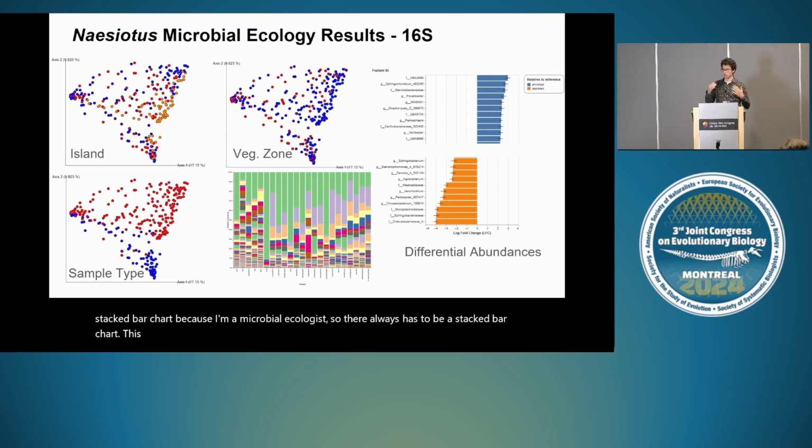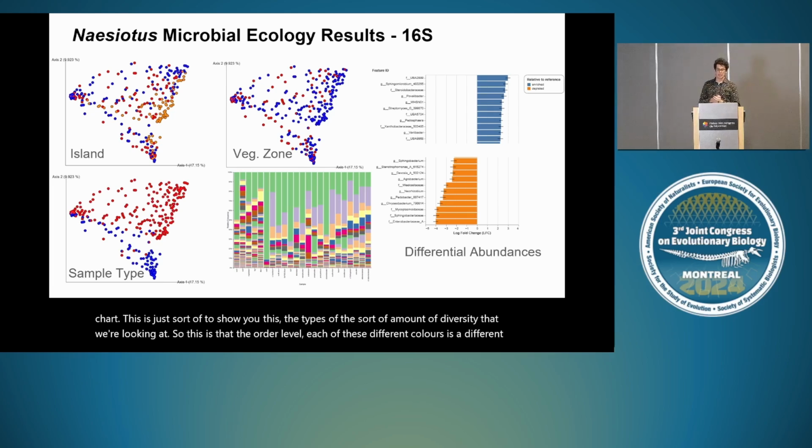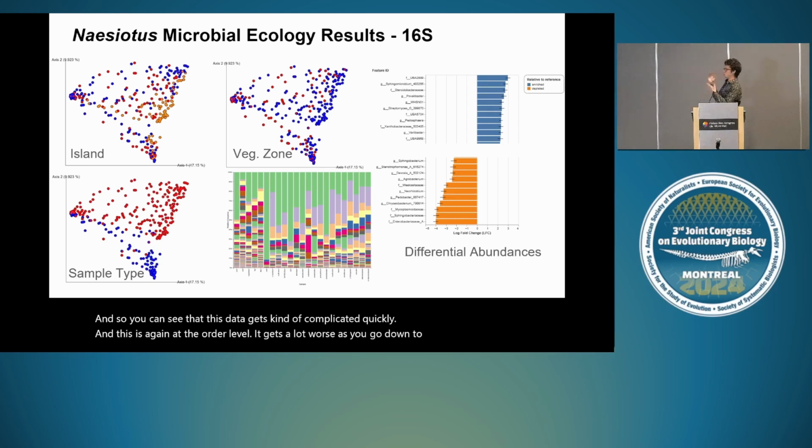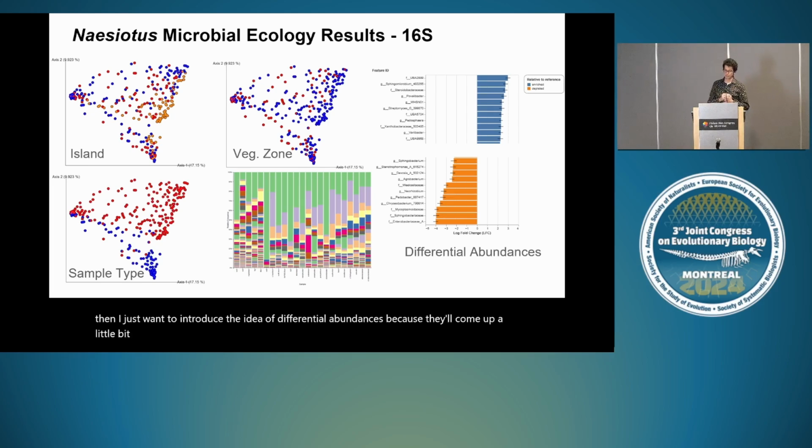This is just to show you the amount of diversity that we're looking at. So this is at the order level. Each of these different colors is a different taxon. And so you can see that this data gets complicated quickly. And this is, again, at the order level, it gets a lot worse as you go down to the genera. And then I just want to introduce the idea of differential abundances, because they'll come up in a second.